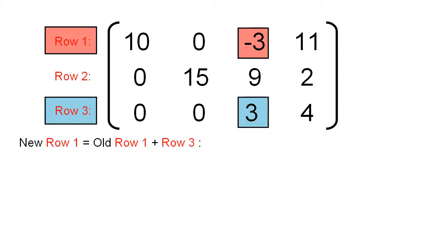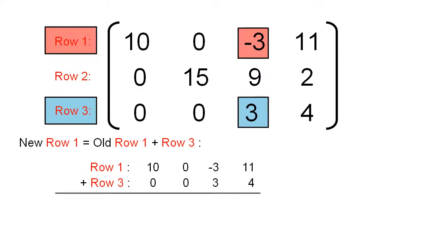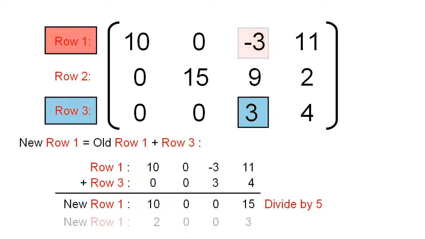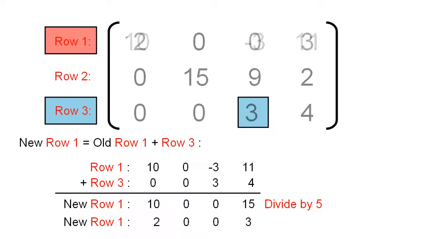So the new row 1 is going to be the old row 1 plus row 3. And there's the old row 1 plus the row 3. And the new row 1 has the 0 in the position where I want it. Well, let's see. It has 10 and 15 in it. Those are divisible by 5. So let's divide by 5. And then that gives us the new row 1, which we can now replace. And we have this.